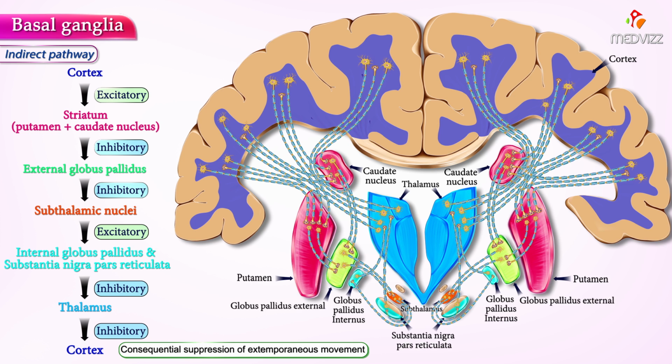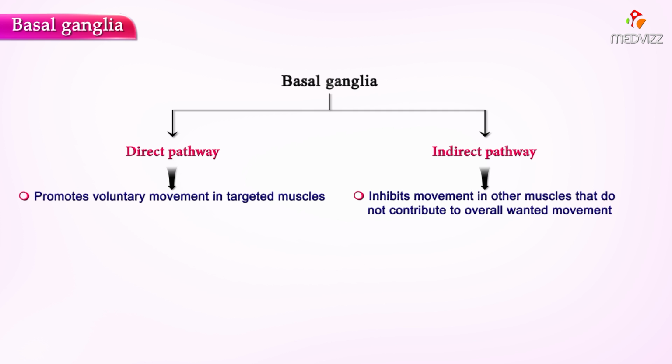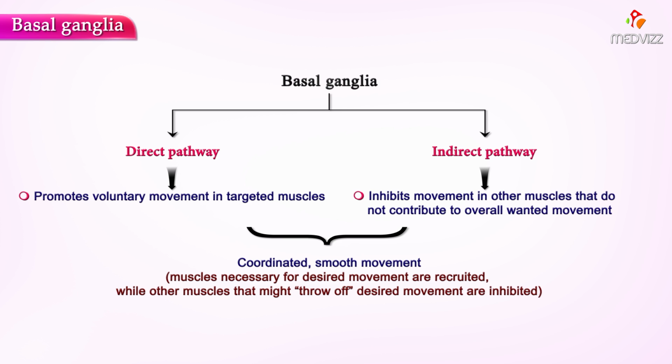Now it is thought that the direct pathway promotes voluntary movement in targeted muscles, whereas the indirect pathway simultaneously inhibits movement in other muscles that do not contribute to the overall wanted movement. The result is a coordinated, smooth movement in which those muscles necessary for the desired movement are recruited, while the other muscles that might affect the throw-off of the desired movement are inhibited.